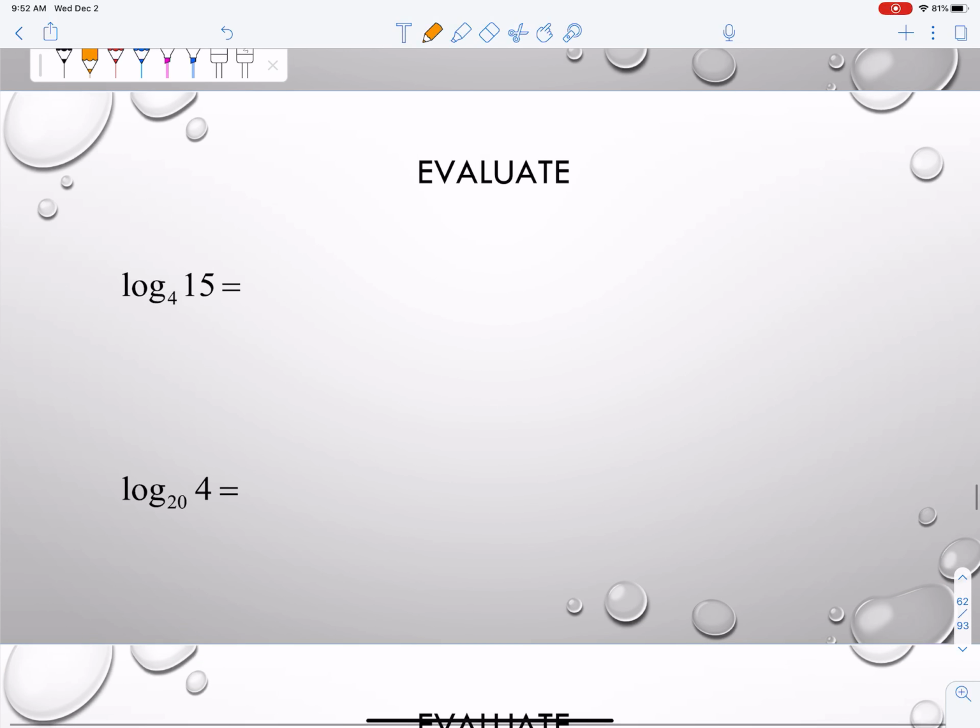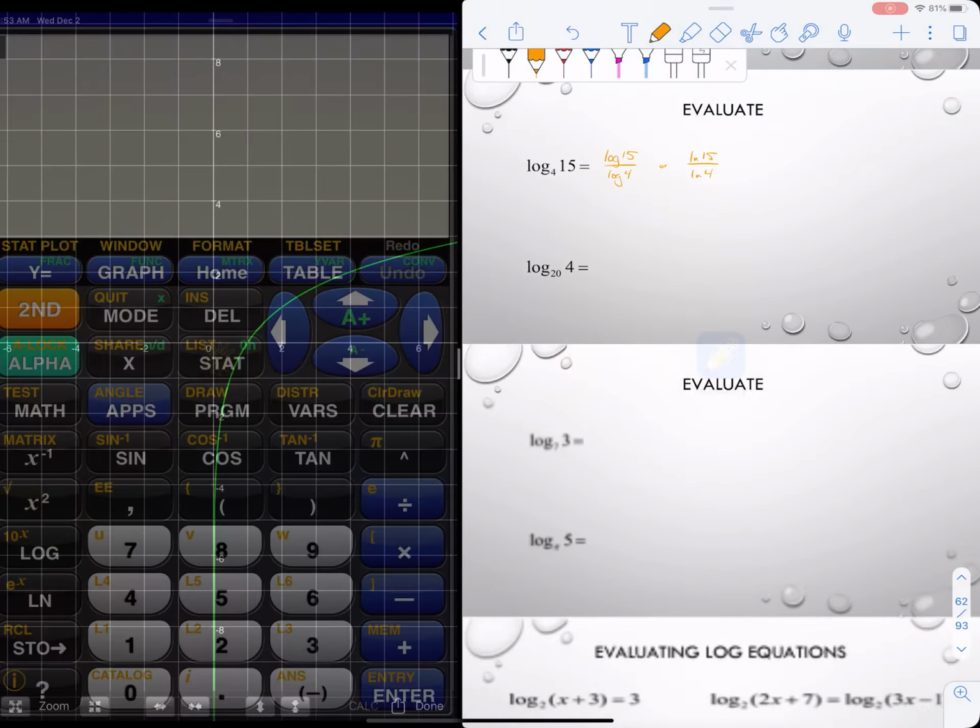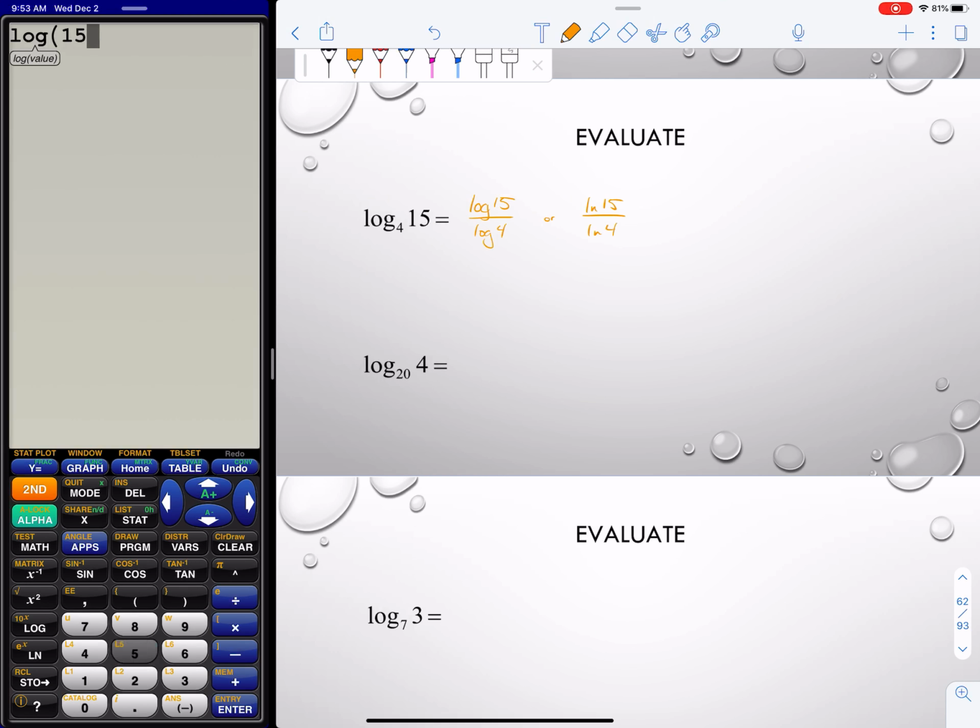So if I have a couple things that I want to evaluate, especially if I wanted them in exact form, here I have log base 4 of 15. Now think about approximations of logs. 4 to the first power is 4, 4 to the second power is 16. So here I should be expecting as a decimal some value that's going to be a little bit less than 2, right? So here, whether I write it as log of 15 over log of 4, or I could write it as natural log of 15 over natural log of 4, either way that I do this, all right, if I use log of 15 divided by log of 4, right?